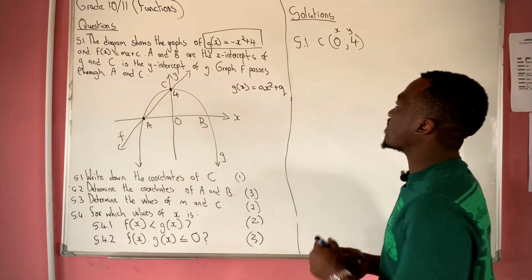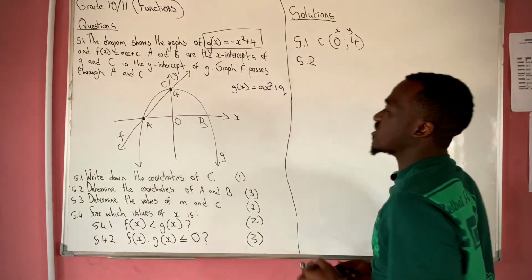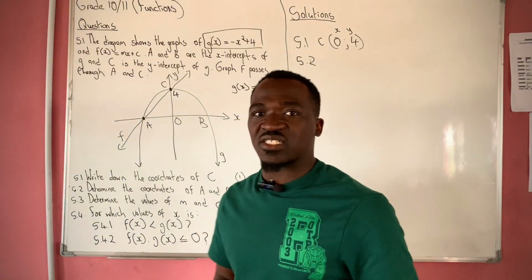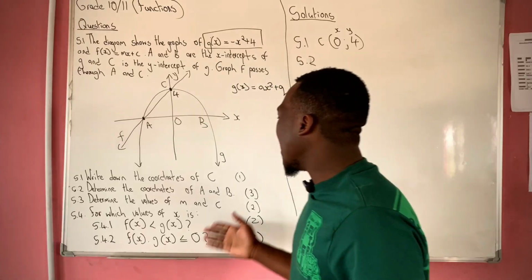Now, let's jump to 5.2. 5.2 simply states the simple fact: we determine the coordinates of A and B.